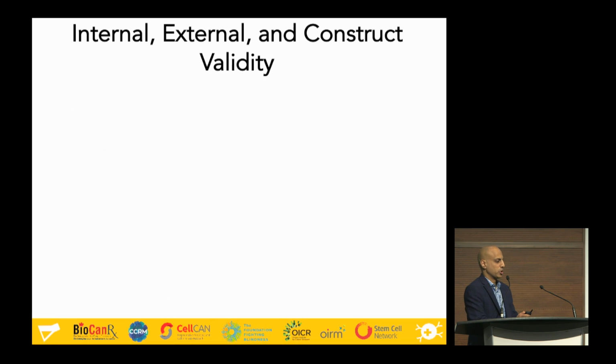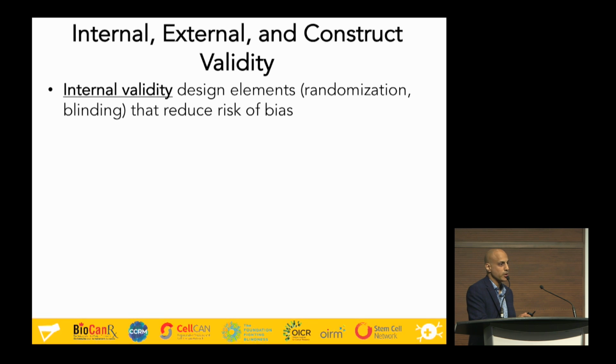So this is a nice little framework that we use to address validities in preclinical studies. There's 3 different types that I'll focus on for the remaining portion of this presentation. They're internal validity, external validity, and construct validity. So internal validity deals with design elements. Some design elements that you might have heard of include randomization and blinding, and these are methods and elements that are used to reduce the risk of bias.